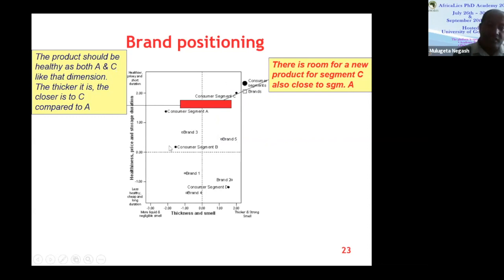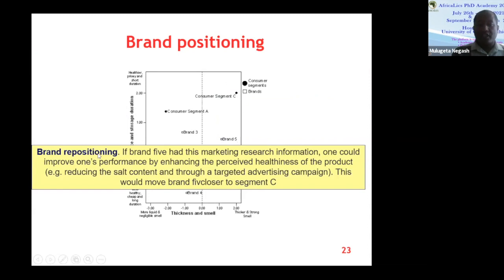Where this healthy comes is this one: healthiness, price, and this dimension have been labeled by the researcher. And there is room for segment C also to choose segment A. Brand repositioning can also be done by using multi-dimensional scaling, because if brand 5 had this marketing research information, one could improve its performance by enhancing the perceived healthiness of the product, for example, reducing the salt content and targeting the advertising campaign. This would move brand 5 close to segment A.